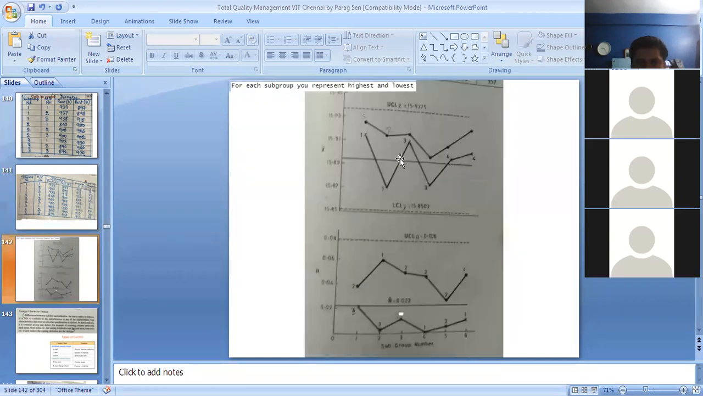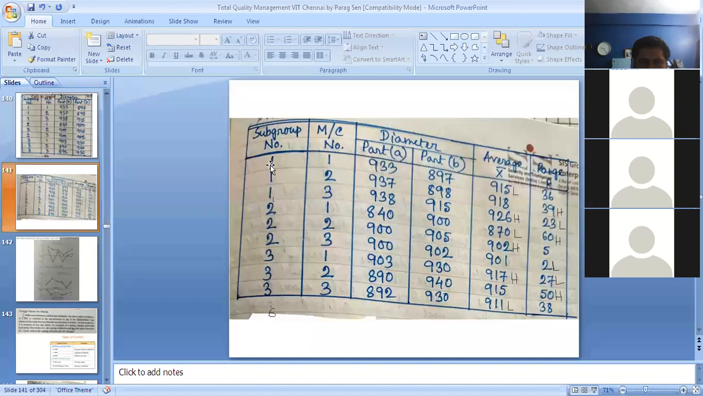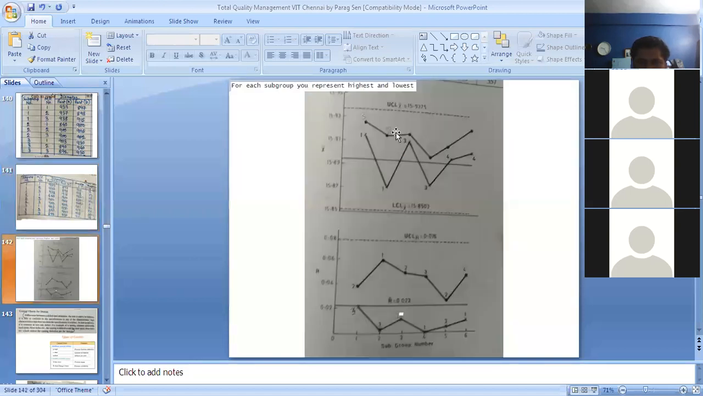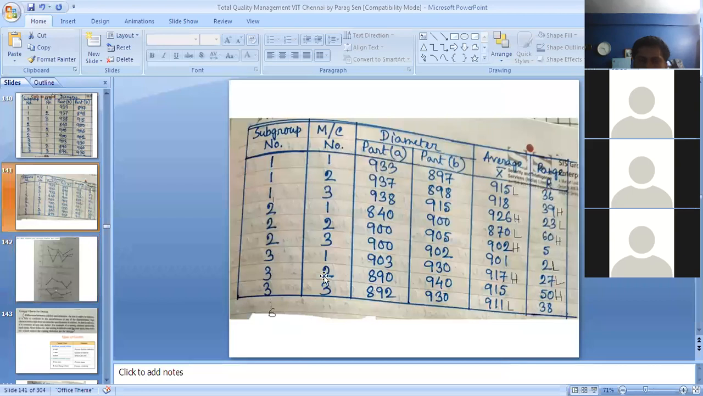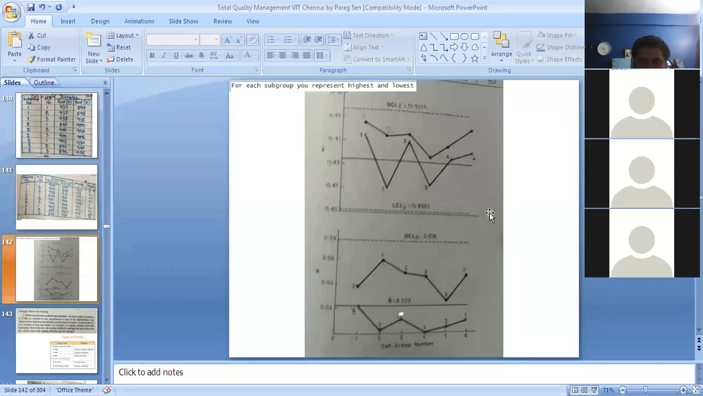This is your X bar chart and this is your R chart. Now, how is this being represented? Along the X-axis, they are representing all the shifts. For example, here this is shift number 1, this is shift number 2, this is shift number 3 for the first day.